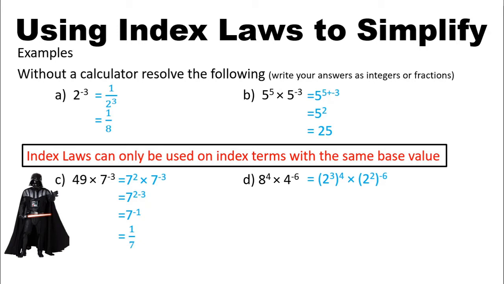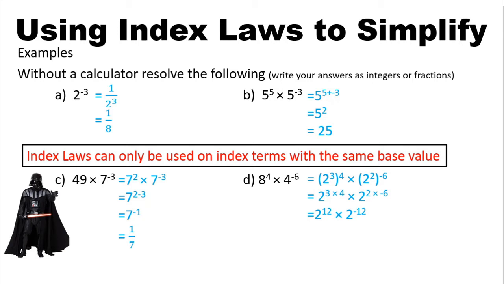And we could write 4 to the power of negative 6 as 2 to the power of 2 to the power of negative 6. Power of a power law tells us to multiply our indices together. So 2 to the power of 3 to the power of 4 would be 2 to the power of 3 times 4. And 2 to the power of 2 to the power of negative 6 is 2 to the power of 2 times negative 6. Multiplying out our indices, that's going to be 2 to the power of 12 times 2 to the power of negative 12. Well, that was a nice coincidence.